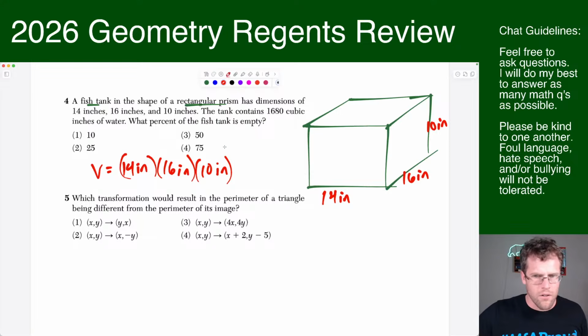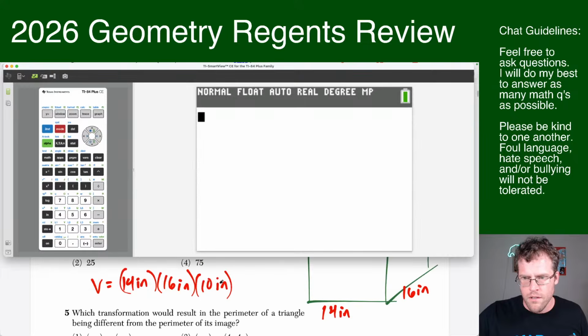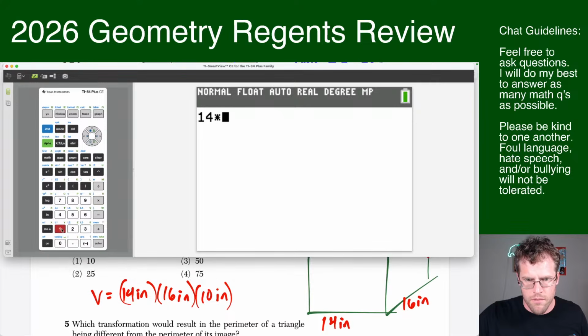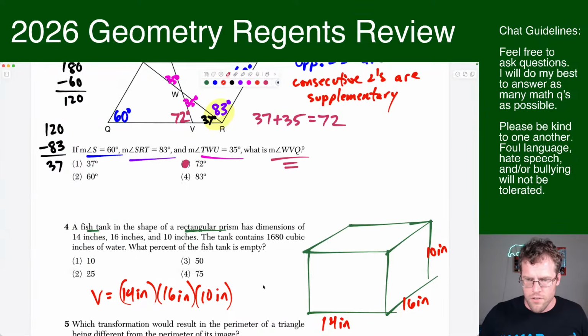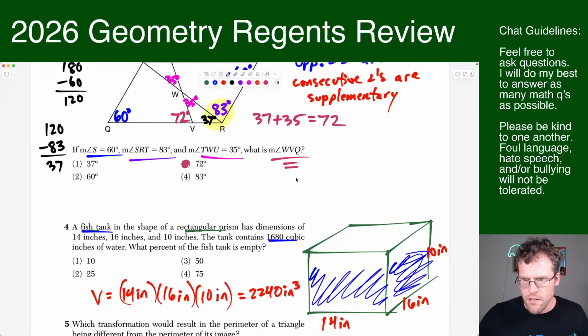So I work this out, and let me just go ahead and do that. Okay, so we multiply 14 times 16 times 10, and we get 2240. So the volume is 2240 cubic inches. But that's the full tank. If you think about it logically, a fish tank, they're not going to fill it to the top. They're going to fill it partially. And they're saying, hey, we're only filling it up to 1680. So 1680 is the part that's filled out of the whole tank, which is 2240.